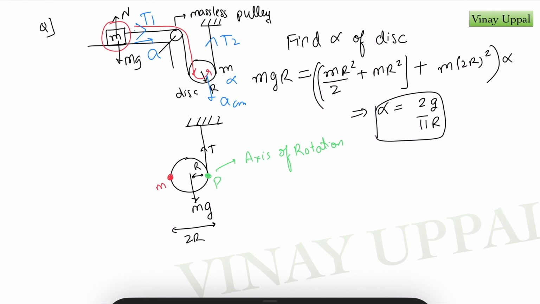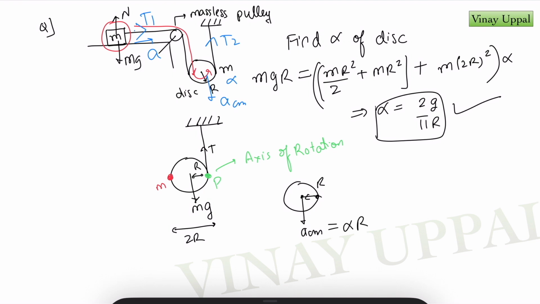And we've just solved the entire problem in a single equation. Now a query might arise in your mind: what if the question asks us to find the acceleration of the block or the acceleration of the center of mass of the disc? What then? That is very simple, because you know the angular acceleration of the disc. We already calculated that here, and therefore the acceleration of the center of mass, since it is at a distance r, that will simply be alpha r.